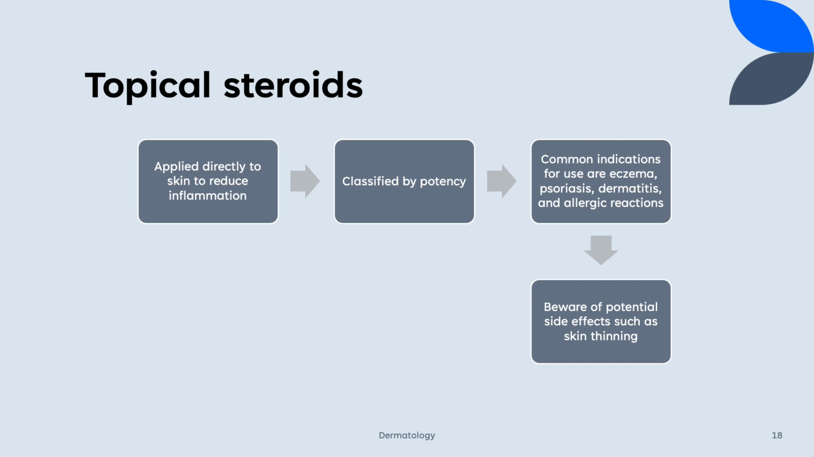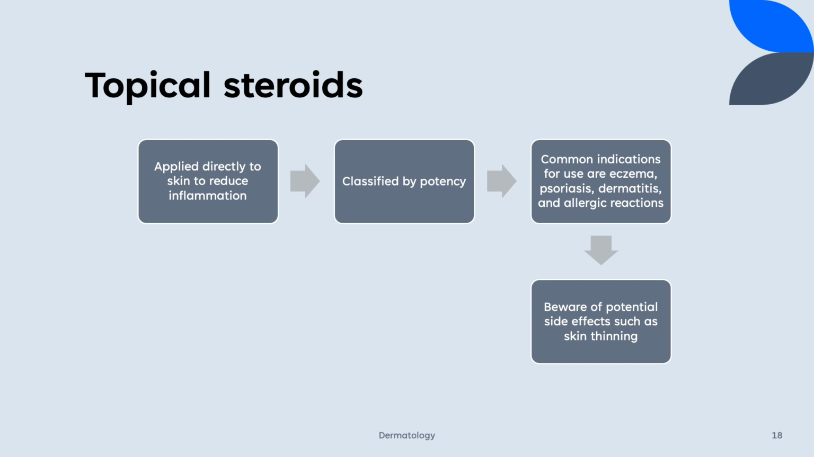Topical steroids are medications that are applied directly to the skin to reduce inflammation and modulate immune responses in localized conditions. The mechanism of action involves inhibiting inflammatory cytokines and suppressing immune responses, leading to a reduction in swelling, redness, and itching associated with various skin conditions.